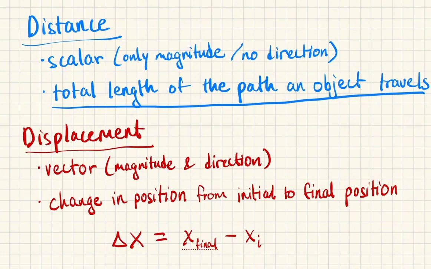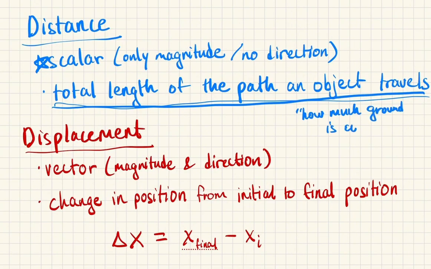And we should note that distance is a scalar, meaning it only has magnitude and no direction. Thinking back to this definition of the total length of the path an object travels, we can say this in another way: how much ground is covered. We're really worried about the length of the path, so how much ground do we cover during the actual movement along the path that this object travels.